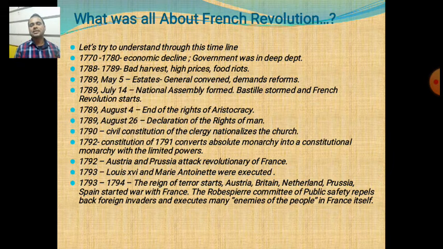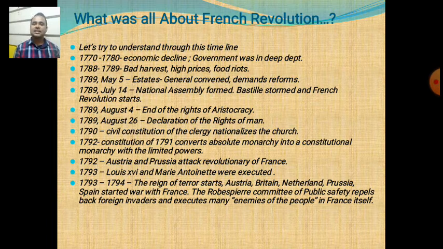1789, August 26, Declaration of the Rights of Man. It means lots of reforms were taken, and so many rights which were existing in the old time in the French society had many changes brought in all those rights of the people.